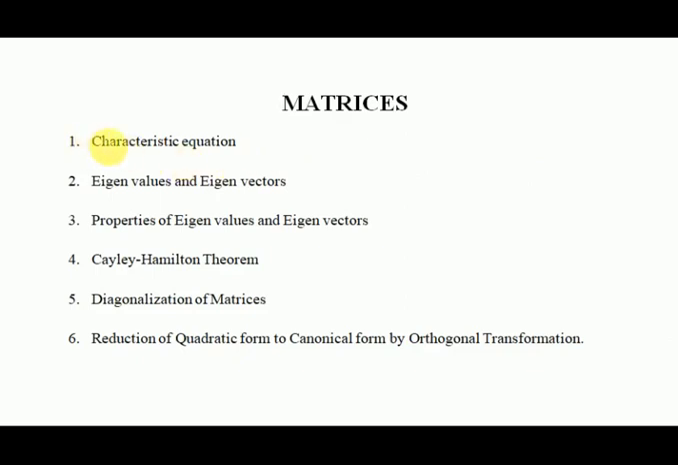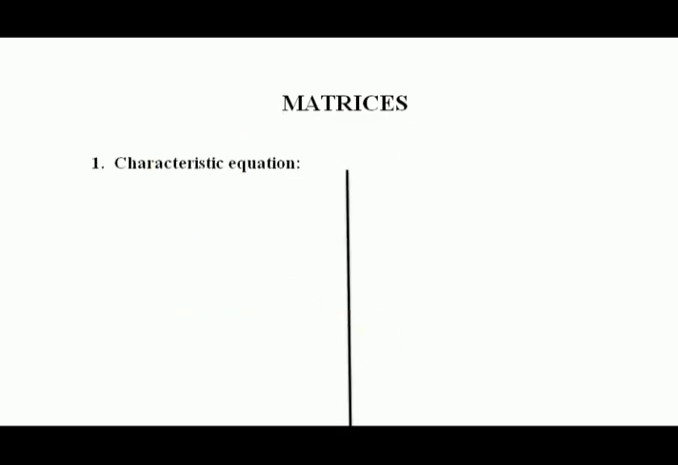These are the topics of matrices. First one is characteristic equation. Here we need to find the characteristic equation for a given matrix, and the given matrix would be a 2 by 2 or 3 by 3 matrix. Here we have two methods. First one is the direct formula, that is determinant of A minus lambda I is equal to 0. This is the characteristic equation formula. Here A is the given matrix, I is the identity matrix and lambda is the eigenvalue.